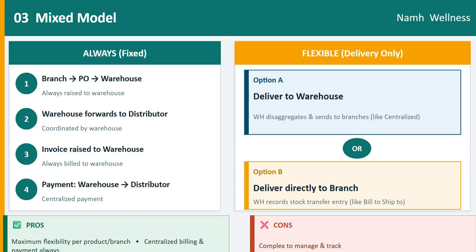So these are the 2 models where for some group of medicines the organization chose to go with centralized purchase, and for a few items or groups of items they chose to go with the bill to ship to model. If we talk about their pros and cons, it's more flexibility, right? Whatever needs to be purchased directly from the distributor can be done and delivered directly, and of course the payment and everything is centralized. And if we talk about the cons, the system is complicated to manage and track, like what items are flowing through what channels.